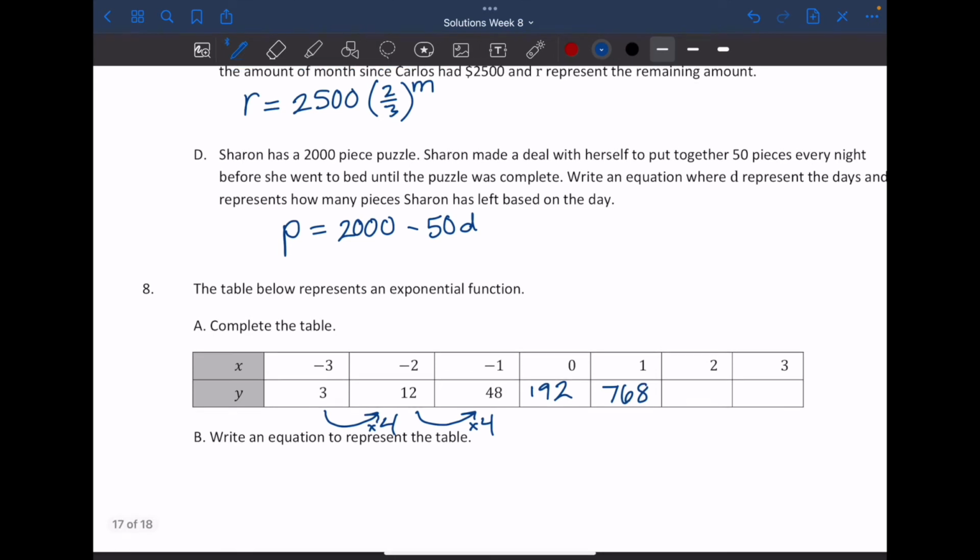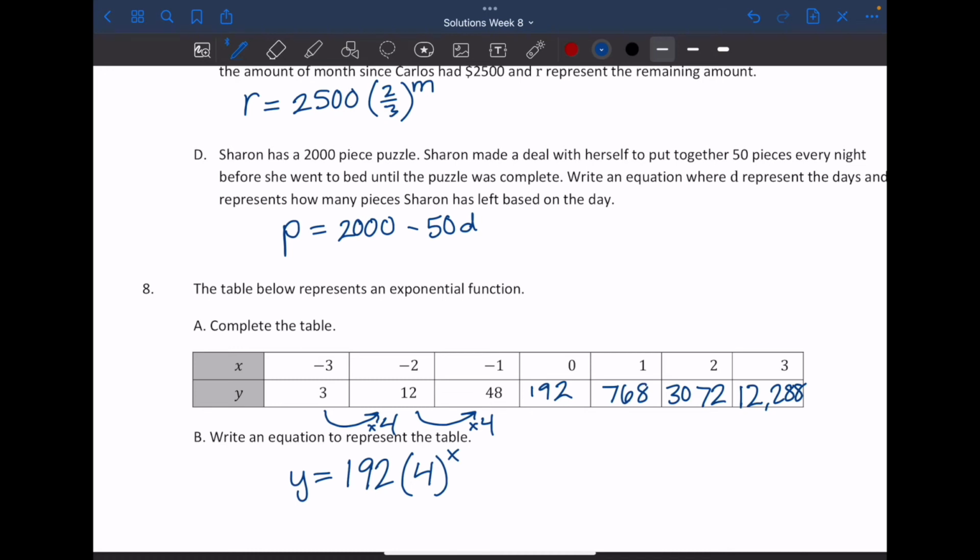Then we would get 3,072, and then 12,288. Now they want us to write an equation to represent the table. So y is the output value. The initial value is the one that happens at 0, so our initial value here is 192, with a growth factor of 4 to the power of x.